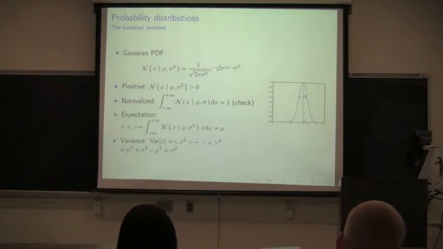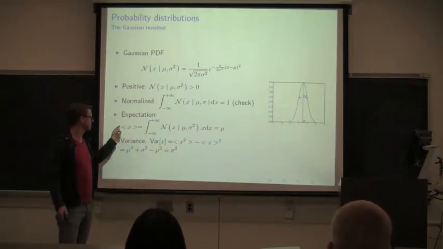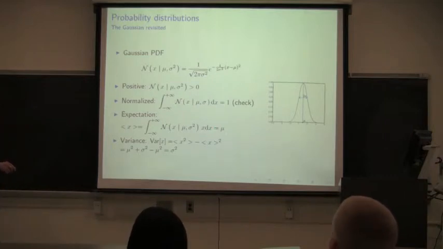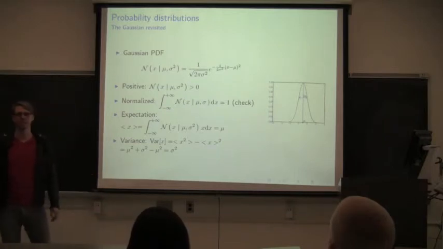Well, the normal distribution, again, the moments of the normal distribution, so its expectation, this is just a different notation, is equal to the mean, and the variance is equal, well, to the variance. That's why they have these names.